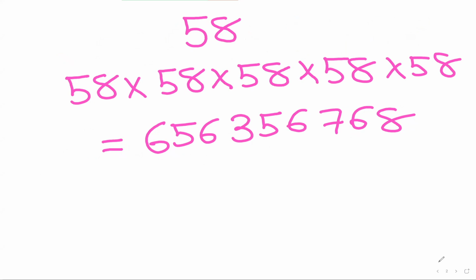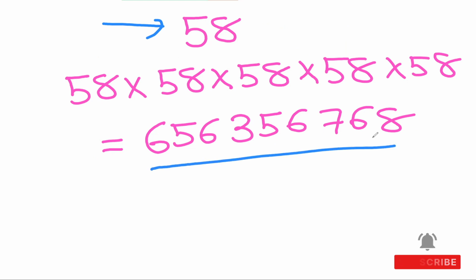So the very first thing is, let us say any two-digit number. I'm taking an example of, let's say, 58. If I multiply 58 times 58 times 58 times 58 times 58, five times, what I'm getting is this number. Now our job is, this number will be given to us and we've got to find the fifth root, which is 58.